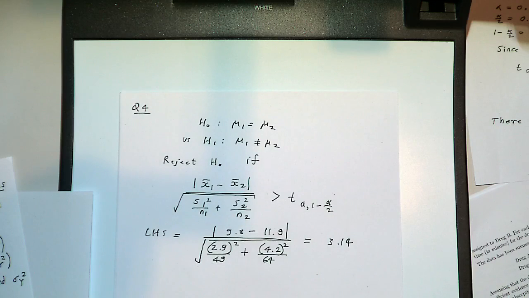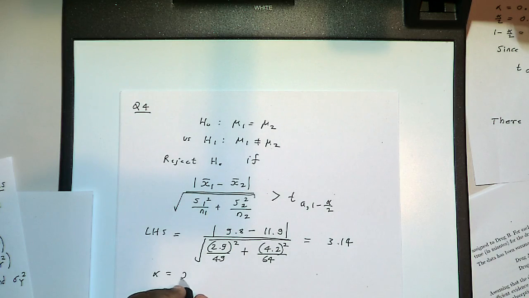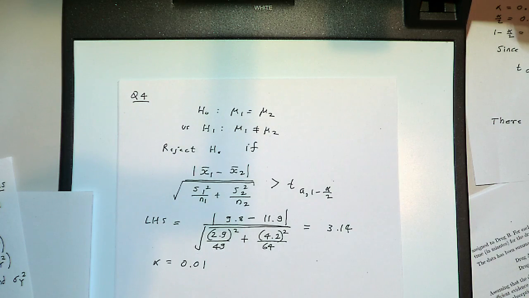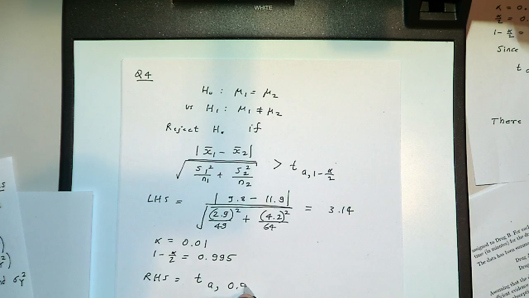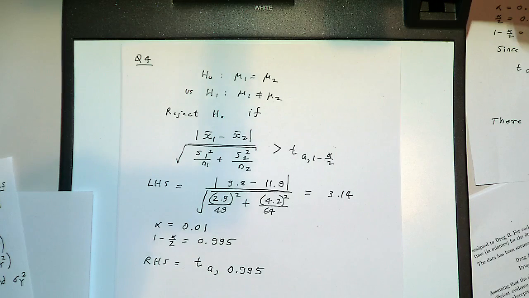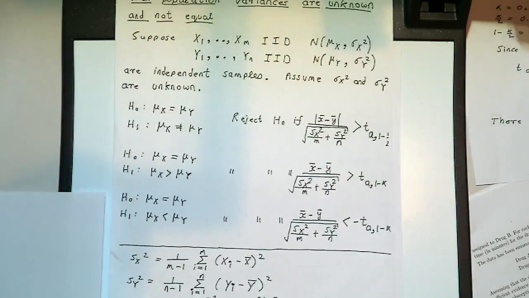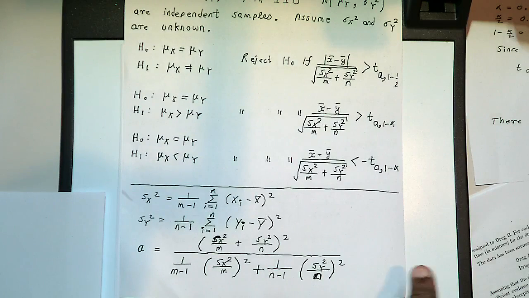Now we are taking alpha as 1%, which means alpha is 0.01. So 1 minus alpha by 2 is going to be 0.995. So the right-hand side is going to be t with a, comma 0.995. Now, a is a very complicated expression, as you can see. A is given by this expression here, and it's best to avoid this expression if you can at all.